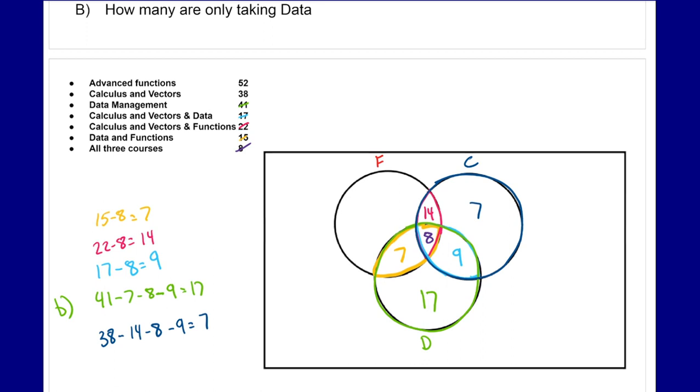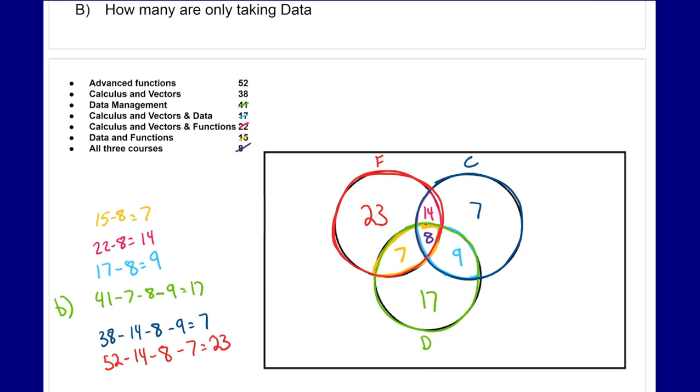Finally, the last one, looking at functions overall, looking at this overall circle. There are 52 students that are enrolled in advanced functions, minus the 14 that are also taking calculus, minus the 8 that are taking all 3, minus the 7 that are also taking data, and we end up with 23 students that are only taking functions.